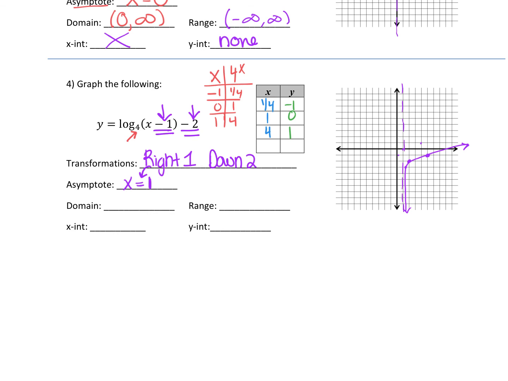So now, since my asymptote's at 1, that means my domain starts at 1, because again, all of those things are connected. My range is going to be negative infinity to infinity. In this case, again, it's hard to see where my x-intercept is, so we're not going to ask that. And then my y-intercept, again, is none because it doesn't cross the y-axis.